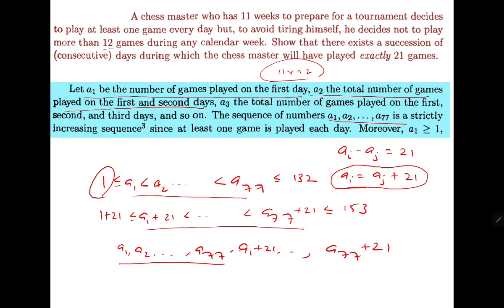Now from a1 to a77, it is not possible that two numbers are the same. It's a strictly increasing sequence because we play at least one game every day. Similarly, in this set also no two numbers can be the same. It means one from this and one from this need to be the same. So if I pick ai from this and aj plus 21 from this, then they must be equal. And this is what we are looking for.